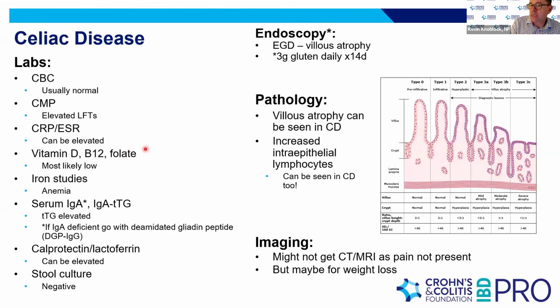Here, the serum IgA and IgA TTG, make sure you check that IgA because some people can be deficient. And the TTG is usually the big one, that's what will give you the clue that there is some celiac going on. Calprotectin can be elevated, probably minimally.